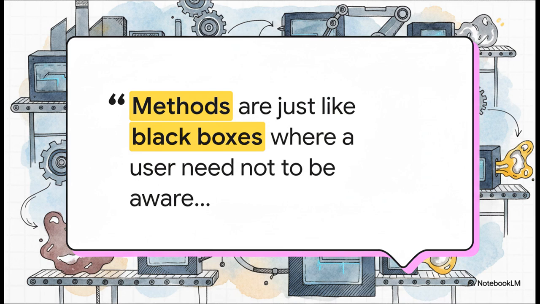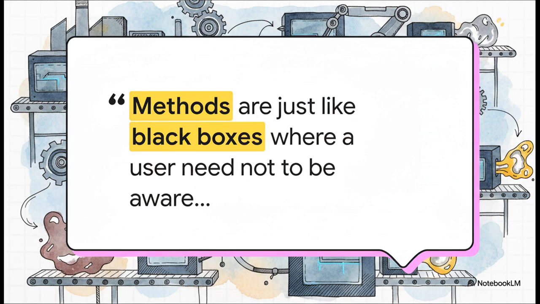Let's kick things off with a quote from our source material that perfectly sets the stage for today. "Methods are just like black boxes where a user need not be aware of the logic or code running behind the application." Think of your program like a massive factory assembly line. A method is just a self-contained black box right on that line.